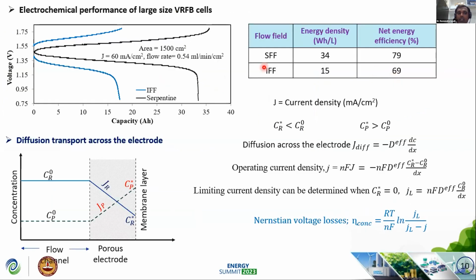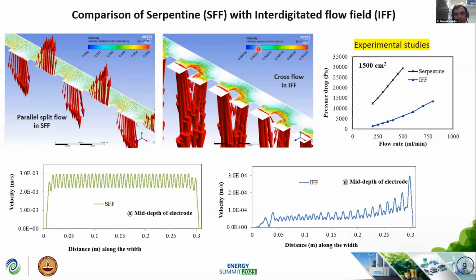When we compare them electrochemically, definitely because of good uniformity of distribution, serpentine is giving us very good energy efficiency and better utilization of electrolyte, but very poor values for the IFF because it has a maldistribution. And there are many reasons we can justify for the low performance of IFF based on electrochemical kinetics, and the maximum current density will be limited in the IFF because of the low availability of reactant species at the electrode. As we have seen, the availability of reactants is very low in IFF.